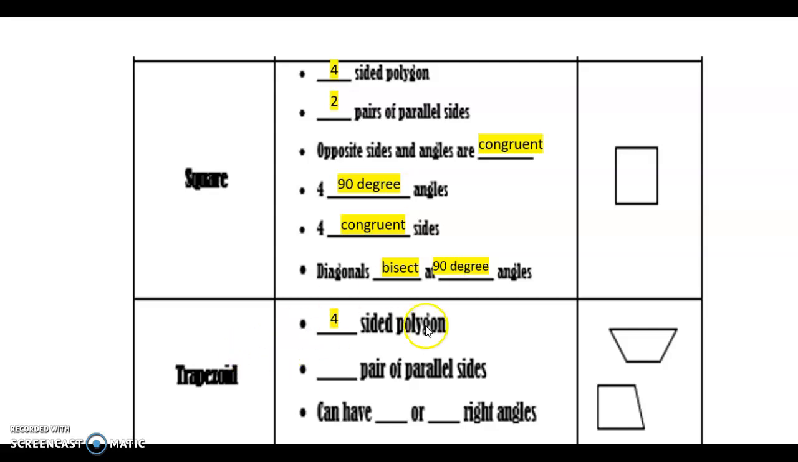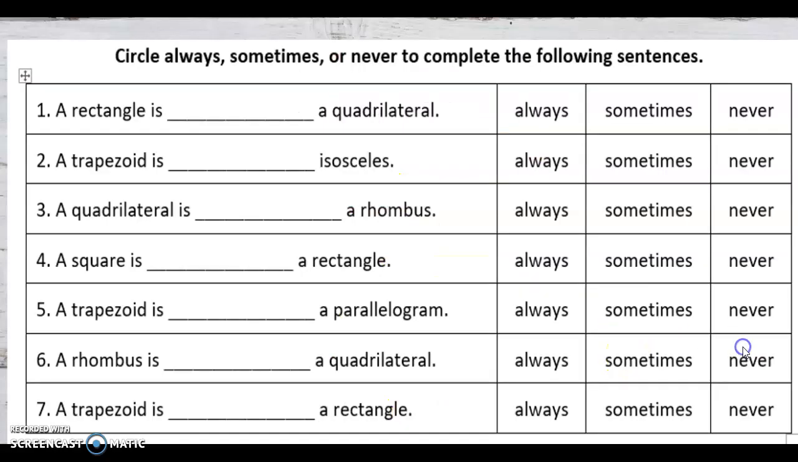Trapezoids are 4-sided polygons, but they only have 1 pair of parallel sides. They can also have 0 right angles, like this one doesn't have any right angles, or they can have 2 right angles, like this trapezoid. This one has 2 right angles right here. This is also called an isosceles trapezoid because the 2 sides that are not parallel to each other are congruent, like in an isosceles triangle.